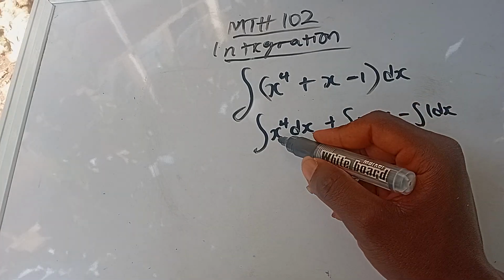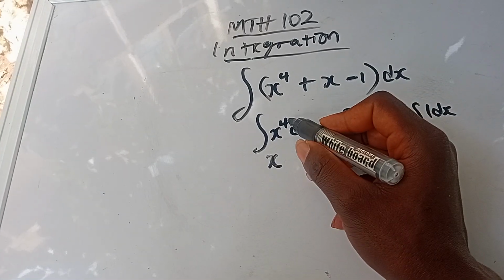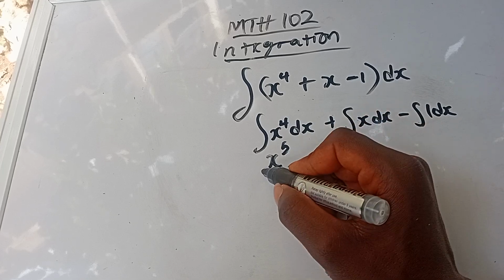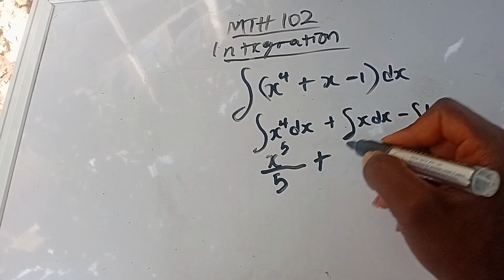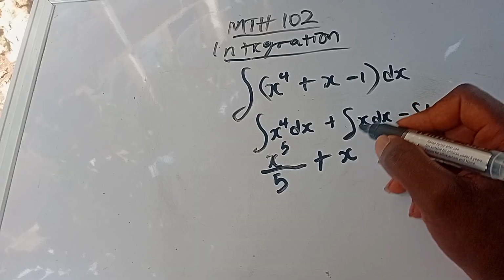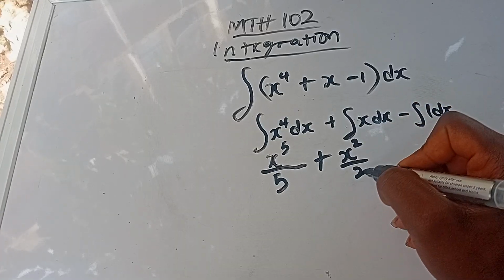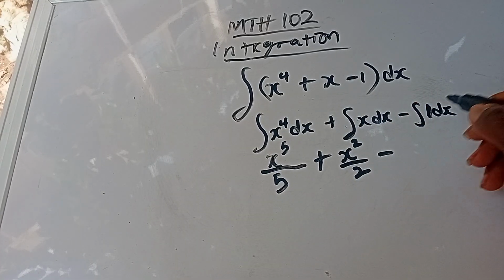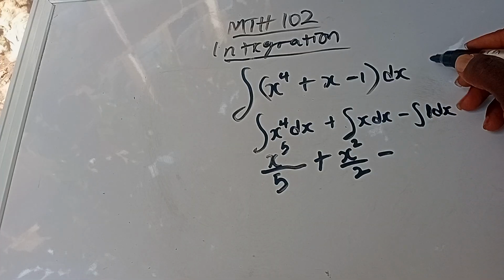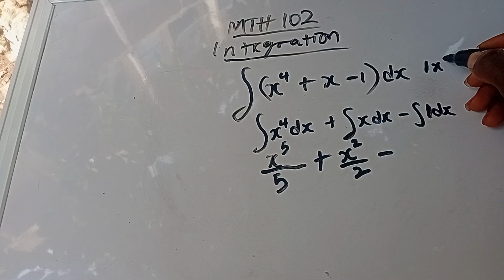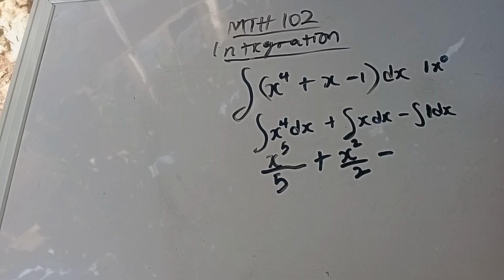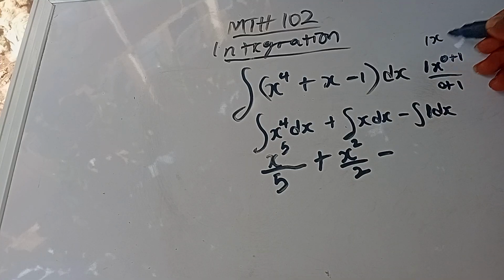Since it's addition and subtraction, you can split each into their various steps. So now, if you integrate this, we get x raised to power, don't forget, you add 1 to the power, so this becomes x to the 5 over 5. Plus, if you integrate x, there is 1 there already, you add 1 more, so x squared over 2. Minus, if you integrate 1, that one doesn't contain x. You can write it as 1 times x raised to power 0. So if you add 1 to this, 1 over 0 plus 1, this becomes 1 times x raised to power 1 over 1.